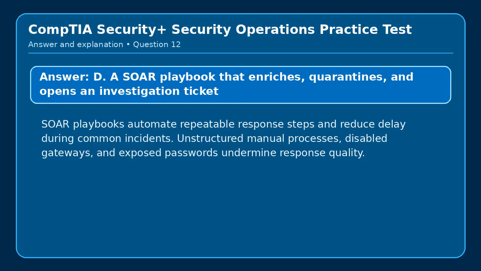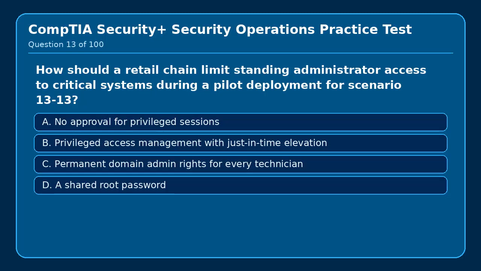Question 13. How should a retail chain limit standing administrator access to critical systems during a pilot deployment for scenario 1313? A. No approval for privileged sessions. B. Privileged access management with just-in-time elevation. C. Permanent domain admin rights for every technician. D. A shared root password.